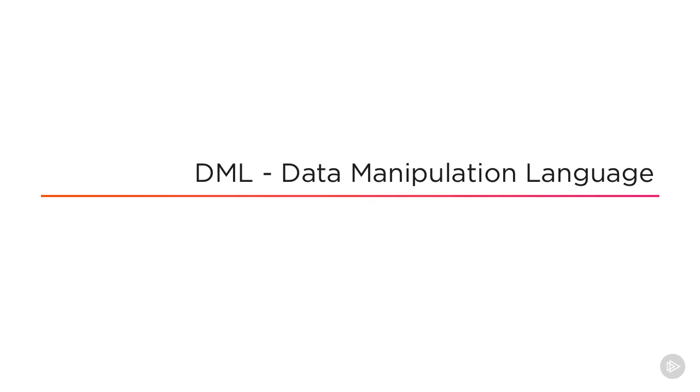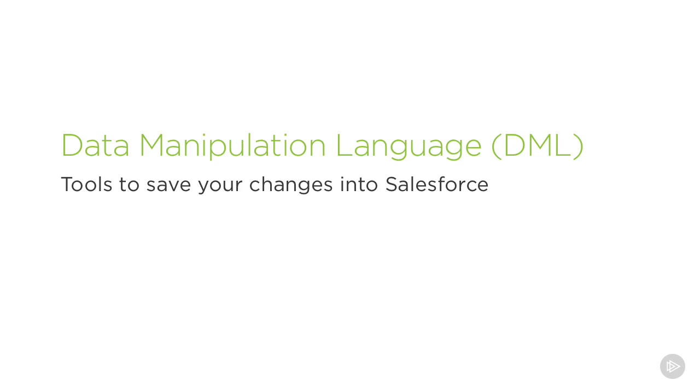The final core Apex tool you need to know is Data Manipulation Language, which in short is called DML. DML pushes any changes you make to records in your code directly into the Salesforce database. DML is basically your save button. Before you use DML, the changes you make to records in your code only exist in your code. And if you don't use DML, everything you do would be lost.